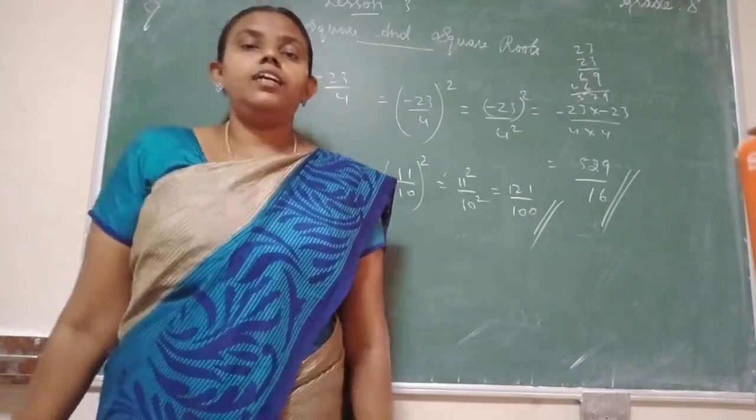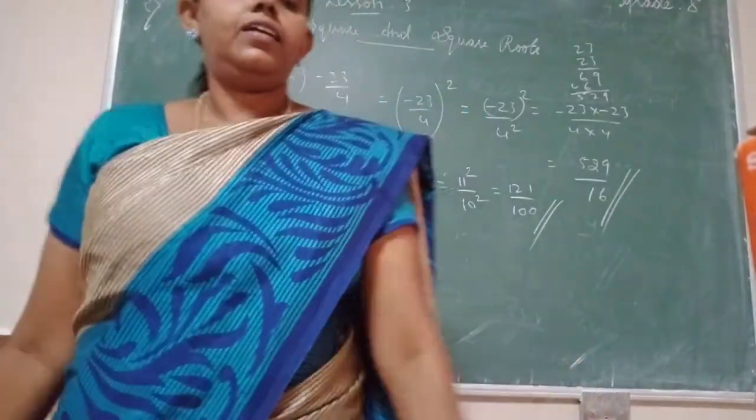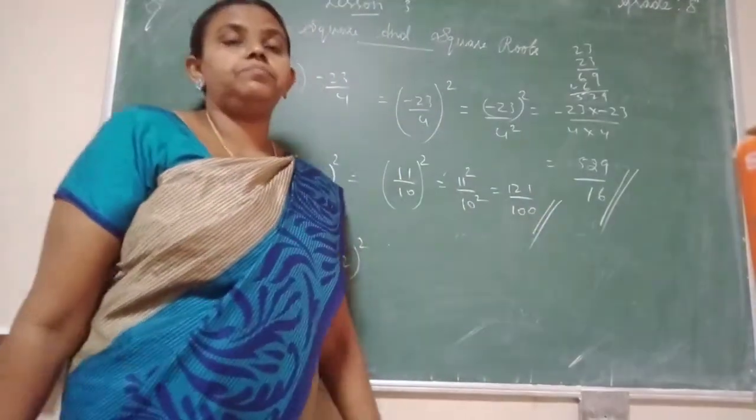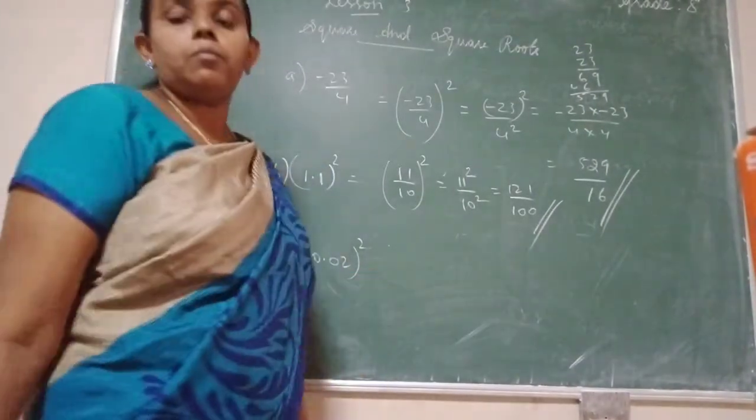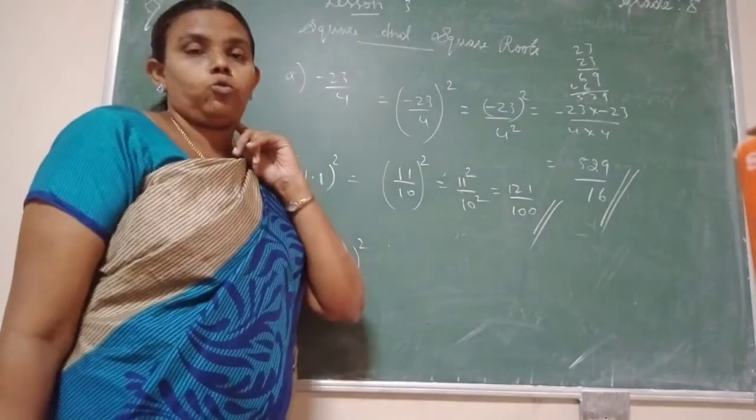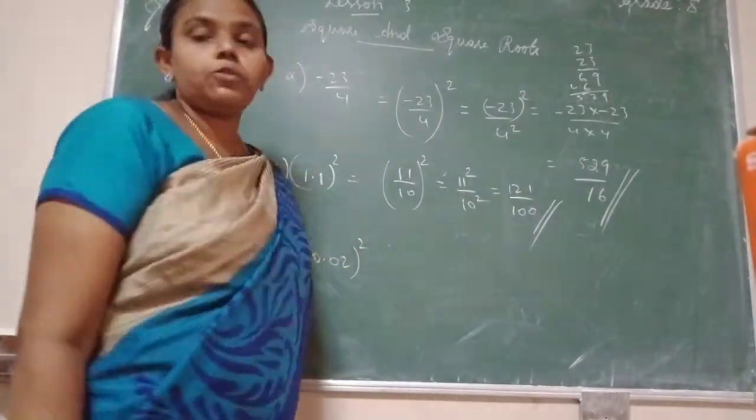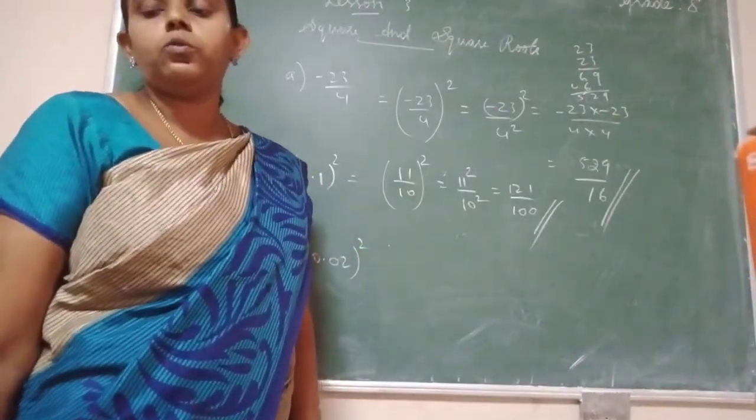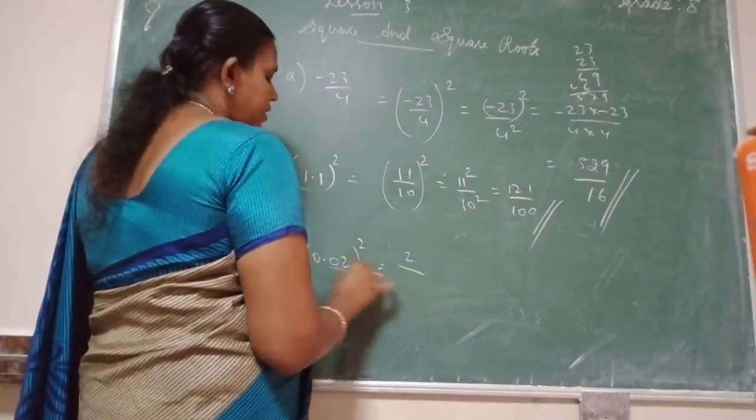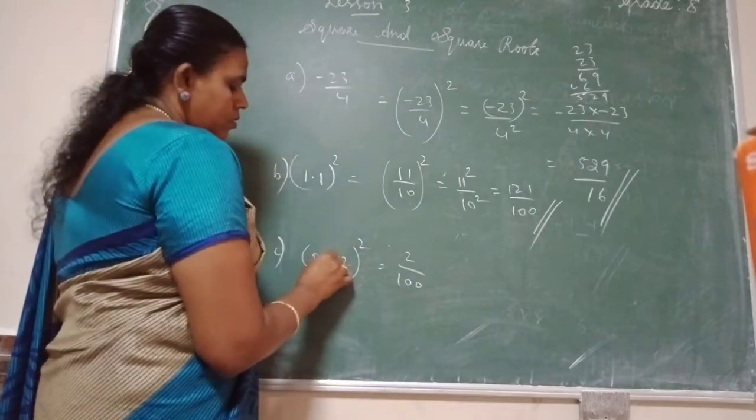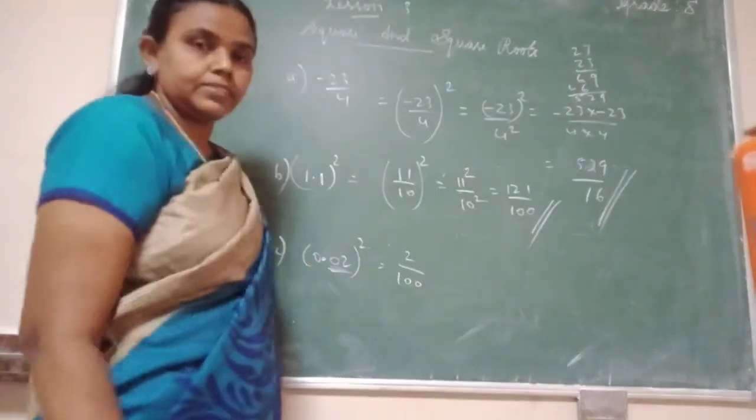So 121 by 100. Clear? Next. 0.002, 0.002. How will you find 0.002? That is equal to 2 by, after this point, how many digits? 2 digits. So I put 100.